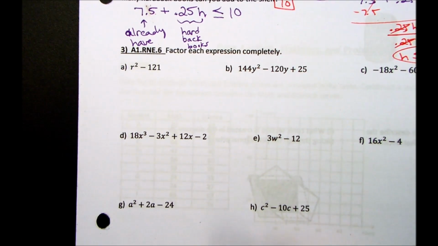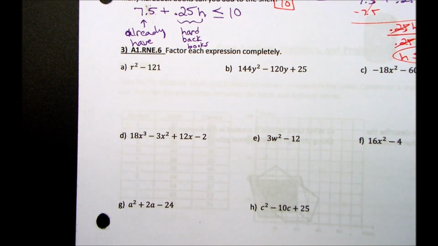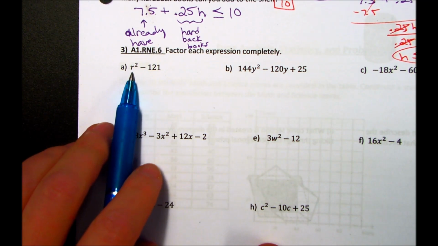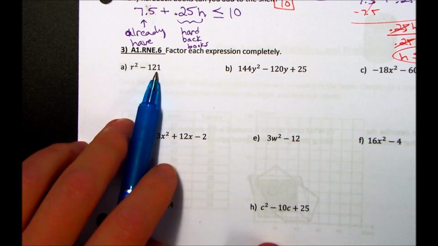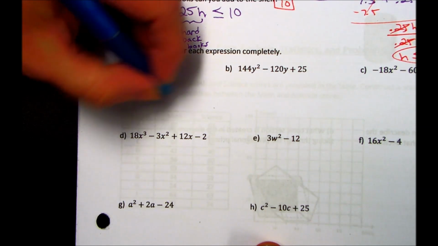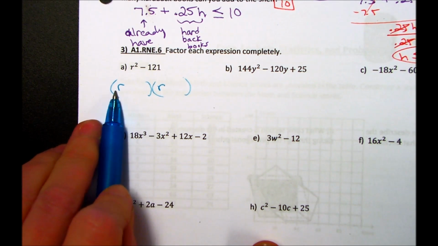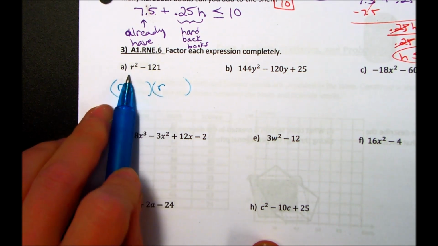All right, the number 3 problems, we have a bunch of factoring going on here. So the first factoring expression here, r squared minus 121, is a difference of squares. So we've got r squared, which is a perfect square, and 121, which is a perfect square, but you have a minus sign in between. So that difference of squares can be factored into r and r, because the first term here times the first term here has to equal the first term here. So r times r is r squared.